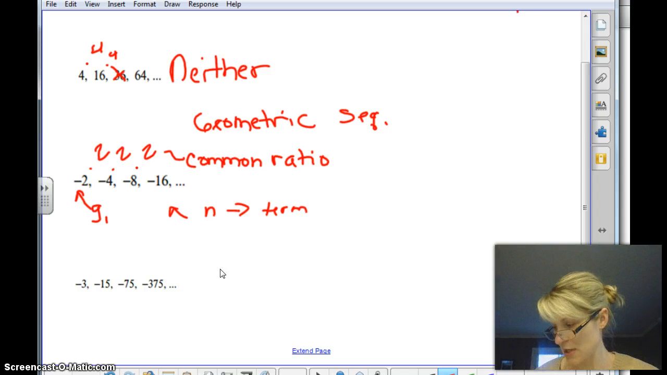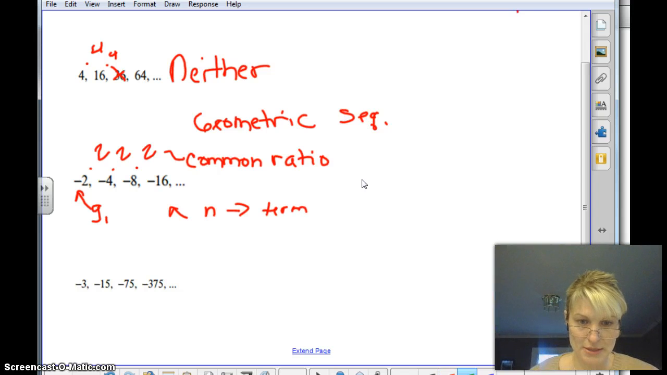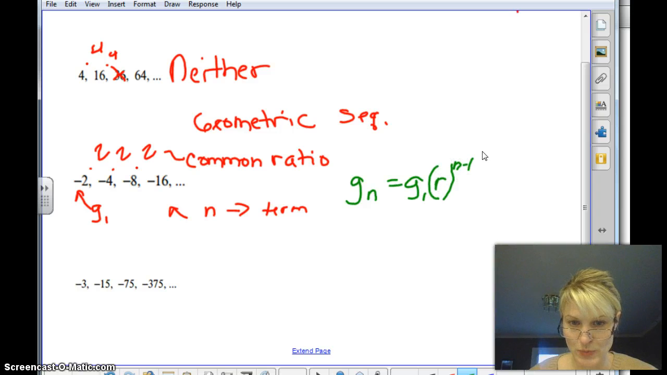Okay, so we actually have an equation for this. Instead of a sub n, we're going to say g sub n. So geometric sequence of some term. And then we have g sub 1, which is just like your a sub 1. This is your first term. This time, though, we times this by the common ratio, and then it's to the exponent of n minus 1. Now, being this is an exponent, hopefully that tells you what kind of graph it is.